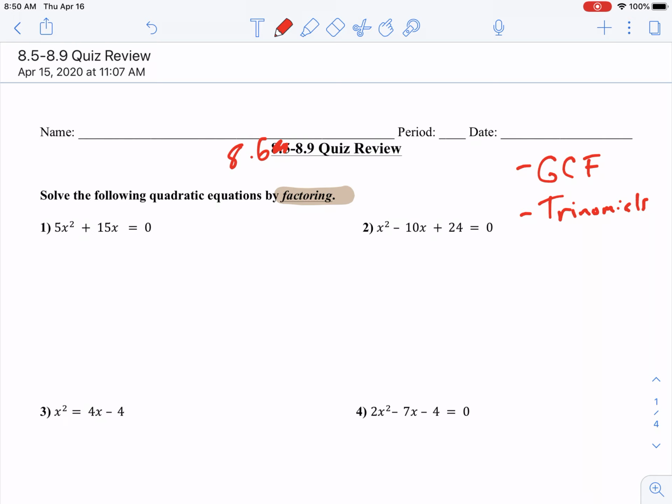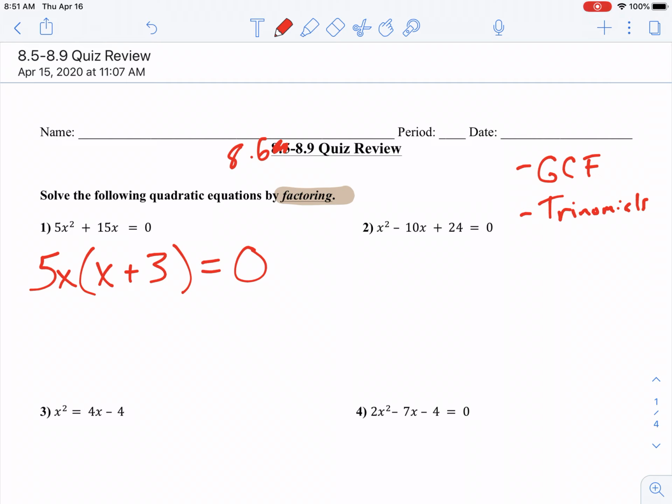This is a GCF because it's only 2 terms. So the GCF of 5x squared and 15x is going to be 5x. And then you put your parentheses. Then you're going to write on the inside of the parentheses what's left over. If you took 5x out of 5x squared, then you would have just an x remaining. And then if you took 5x out of 15x, what number would you need to multiply by to get back to that? You'd need to multiply by positive 3. And now that is factored.